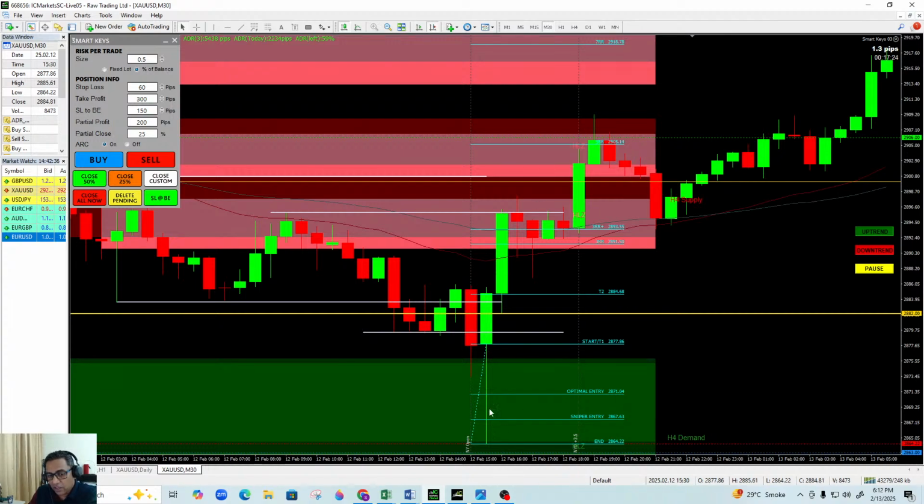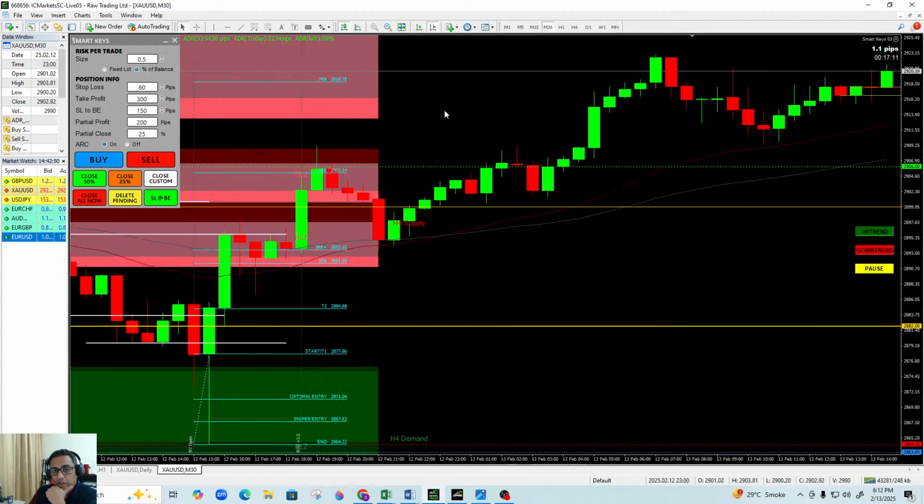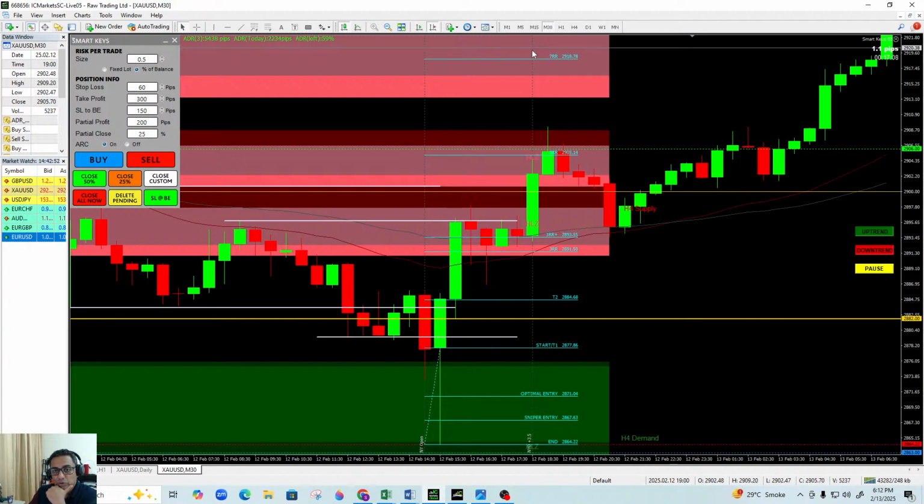So if you see a huge wick like this that stands out, then it's very likely price is going to go in the opposite direction and go through a couple of zones, at least 1 to 2 zones, right? And that's exactly what happened. Price went through and we came to this zone above.